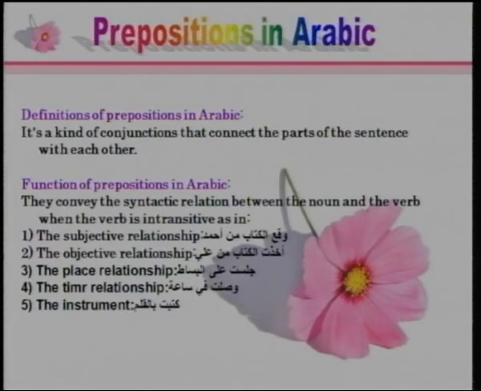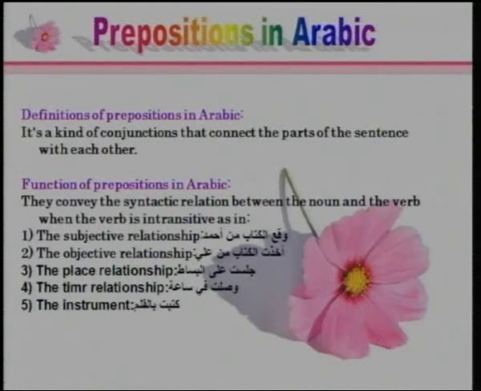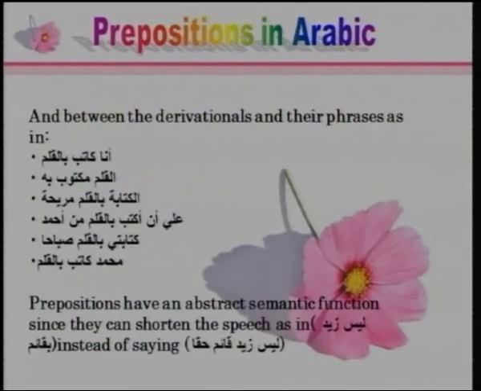So we have وقع الكتاب من أحمد. This is a transitive or intransitive verb? Intransitive. أخذت الكتاب من علي. جلست على البساط. وصلت في ساعة. كتبت بالقلم. All of these sentences are intransitive. They contain an intransitive verb.